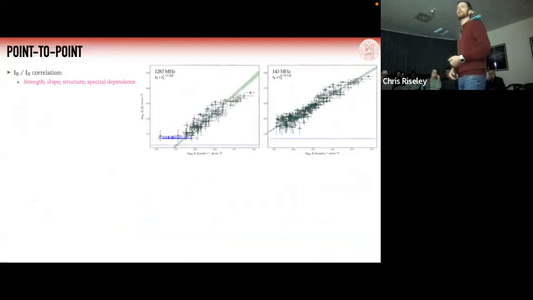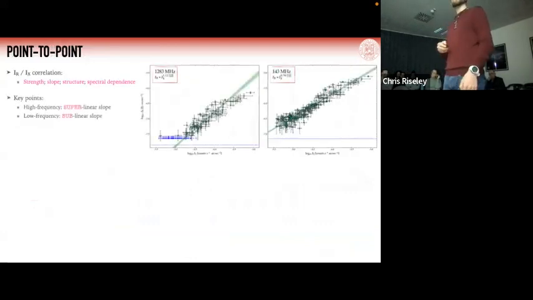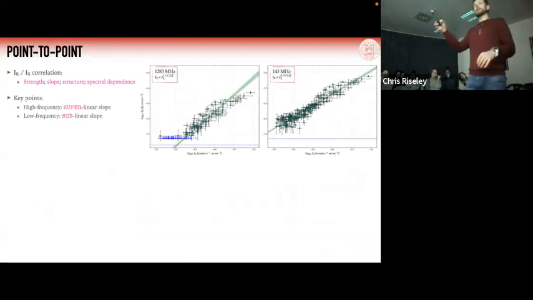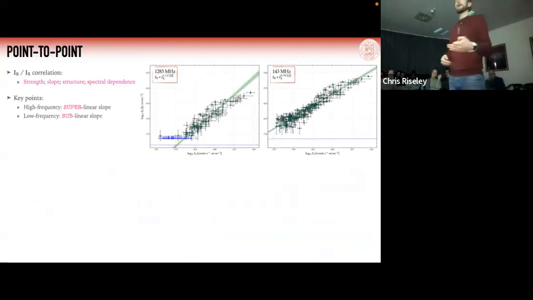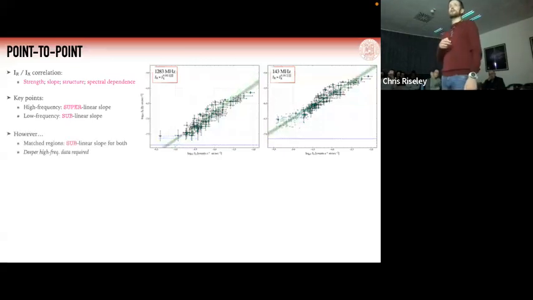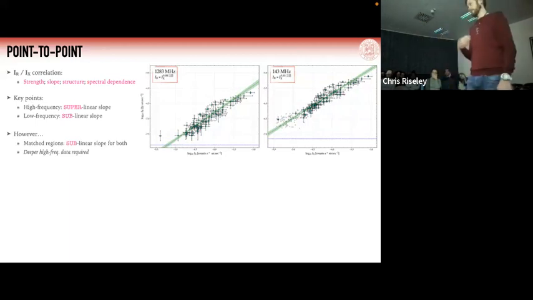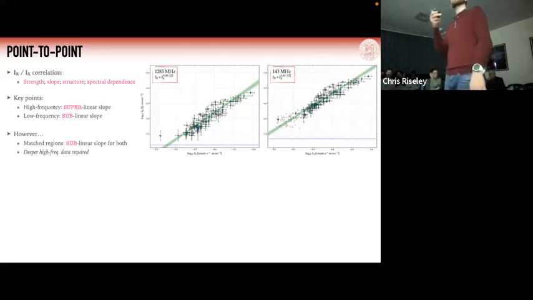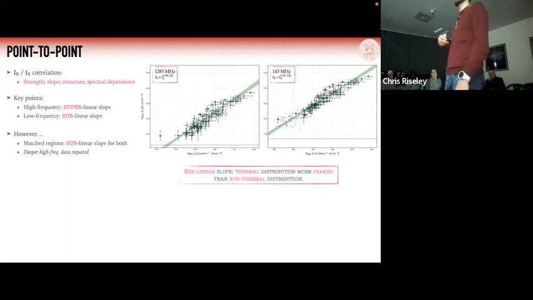In the point-to-point correlation, what do we see? Well, first off, you see a superlinear slope with MeerKAT, but a sublinear slope with LOFAR. This is extremely unusual. And so one of the things, bearing in mind the earlier discussion about MeerKAT sensitivity here in the steep spectrum, if we use a matched region set, which is what you're seeing here, we have a sublinear slope for both MeerKAT and LOFAR, which is very much in tune with what we'd expect from turbulence. But again, this really shows that we need deeper, higher frequency data.